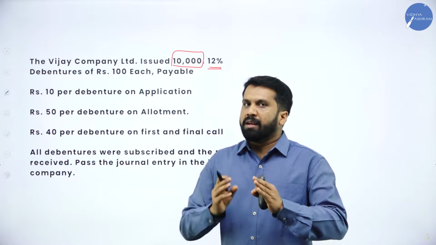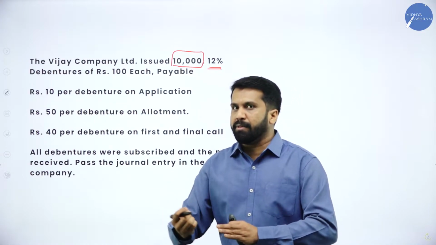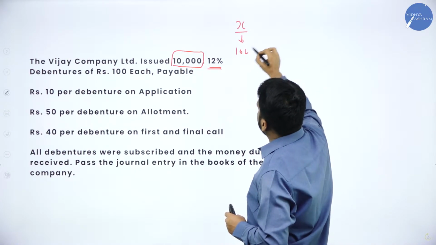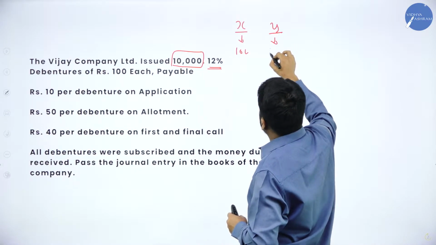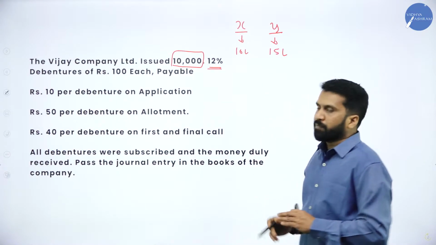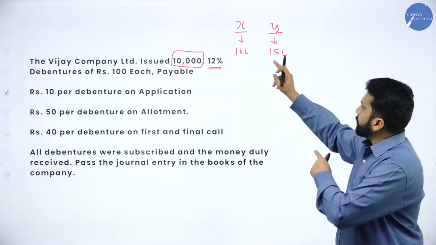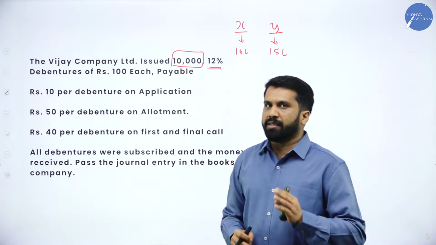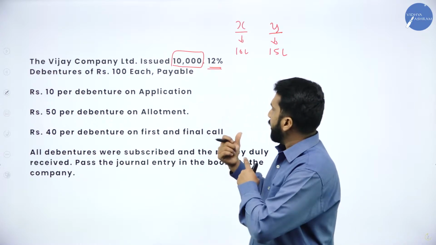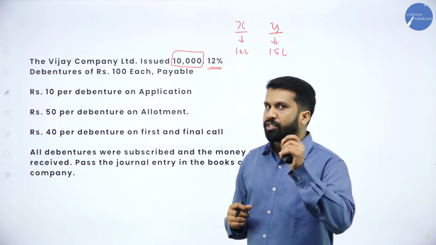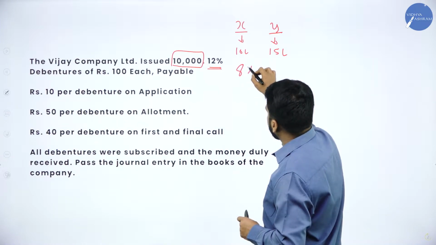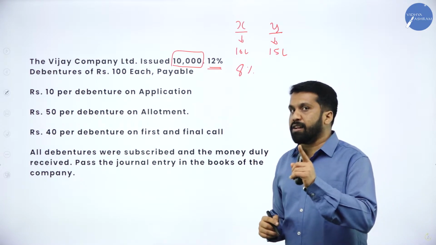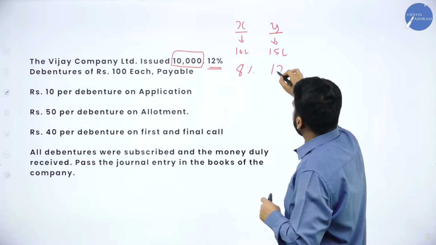For example, many people are in the public. Mr. X, he has invested 10 lakh. Mr. Y, he has invested 15 lakh into the company. X also debenture holder, Y also debenture holder. Now, at the time of X investment, the rate of debenture was 8%. At the time of 15 lakh investment by Y, the rate of debenture was 12%.